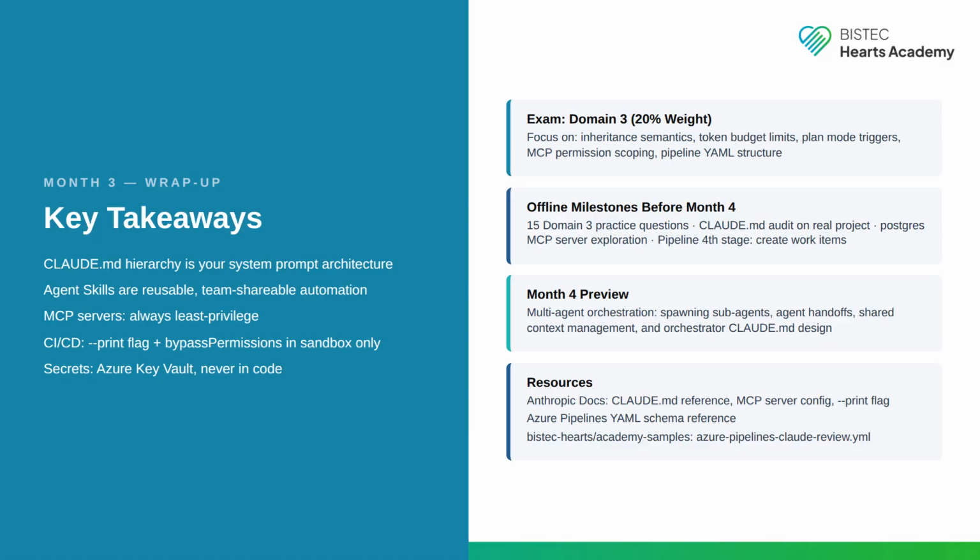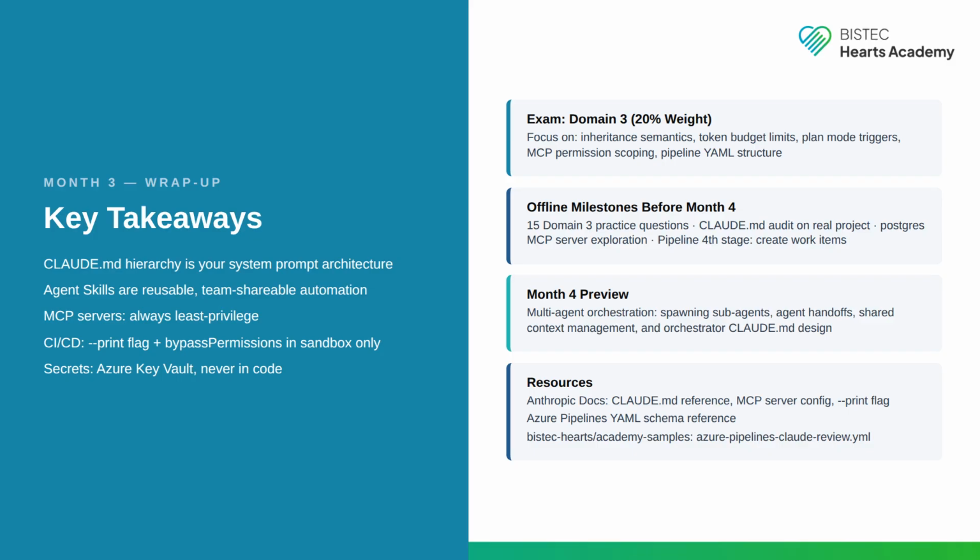Agent skills are reusable, shareable automation units. A well-written SKILL.md encodes institutional knowledge that previously existed only in a senior engineer's head. The output format is a public API contract. Treat it as one. MCP servers extend Claude's reach. Always apply least privilege. Enumerate tools explicitly, scope file system access to, say, src read only, and audit every tool call in your production pipelines.